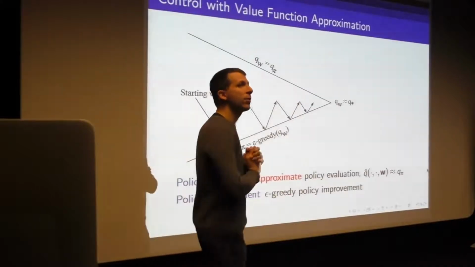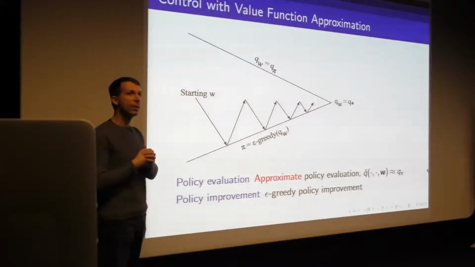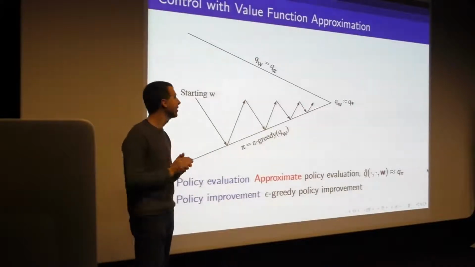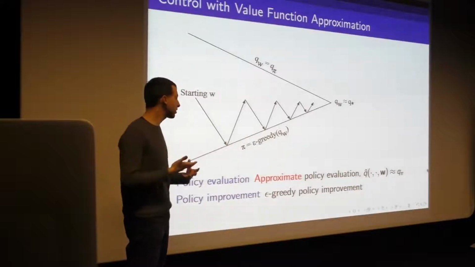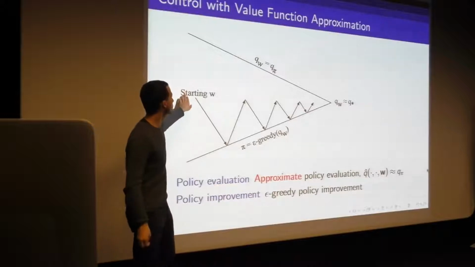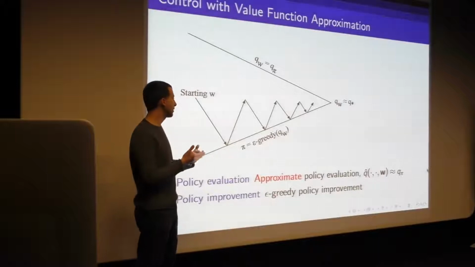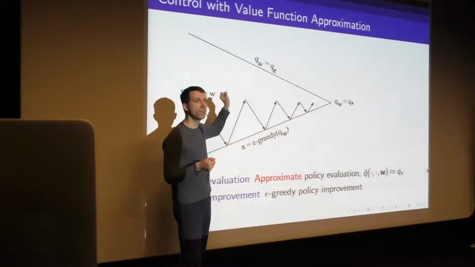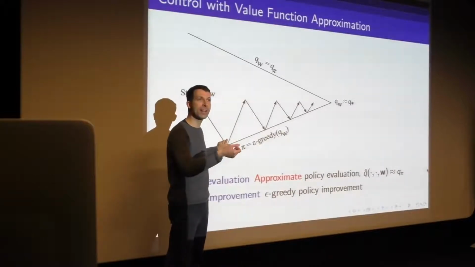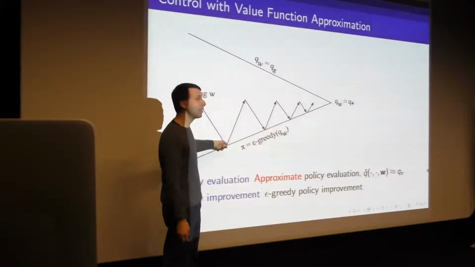Okay, let's move on to control. So we're going to use the same idea for control that we saw in the last lecture, where we're going to still build on our idea of generalized policy iteration, but now we're going to use approximate policy evaluation. So we're going to start off with some parameter vector now, and that parameter vector is going to define some value function. And we're going to act greedily with a little bit of epsilon exploration, for example, with respect to that value function that we've defined.